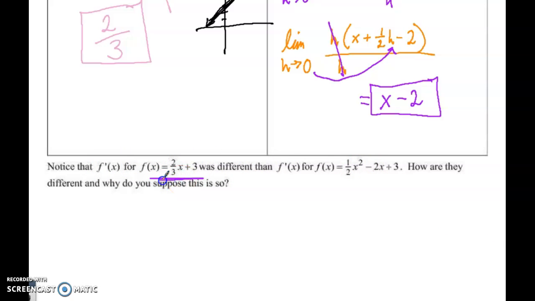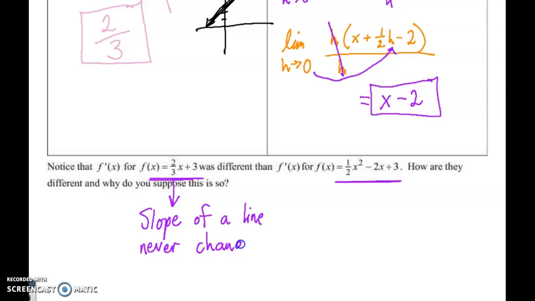This one did not have an x in the final answer, and this one did. And that should make sense because the slope of a linear problem never changes. That's why there's no x when you find the derivative of a linear problem. But this slope is changing. That's why you need to have an x in this. Same thing with a cubic. Your answer will have an x in it because the slope is changing throughout.